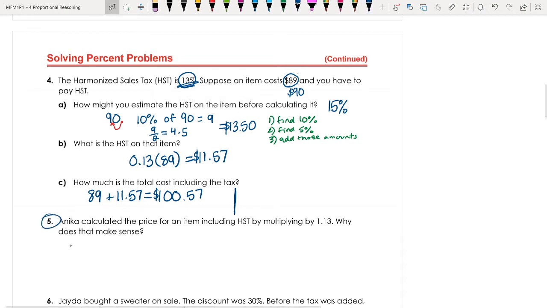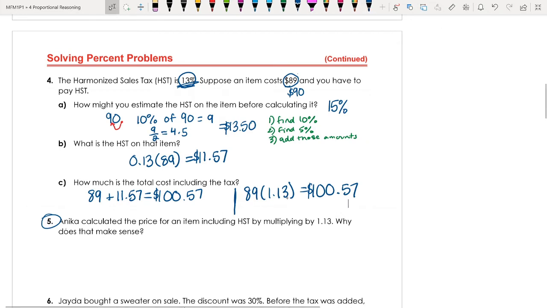Now the other way to think about this is, it actually comes up in the next question, number 5 here. It says Anika calculated the price for an item including HST by multiplying by 1.13. Why does that make sense? That's the other method that you've been taught as well. If I do 89 times 1.13, then I should get a very similar answer. I get the exact same answer. Sometimes the rounding is a little bit different depending on the size of the numbers involved and the decimals in both numbers.